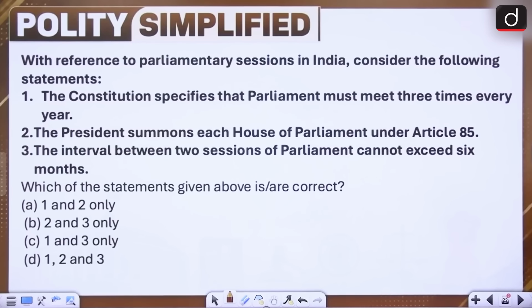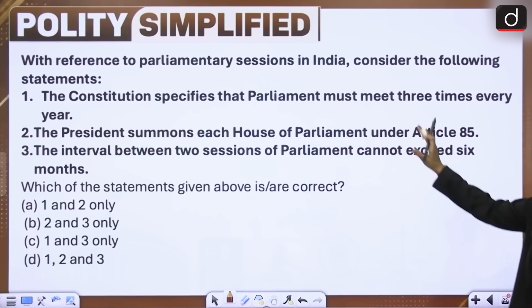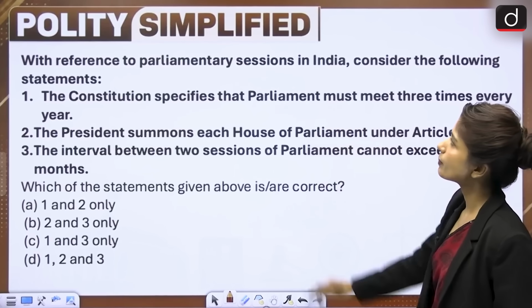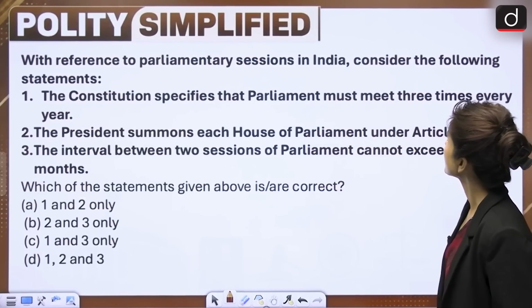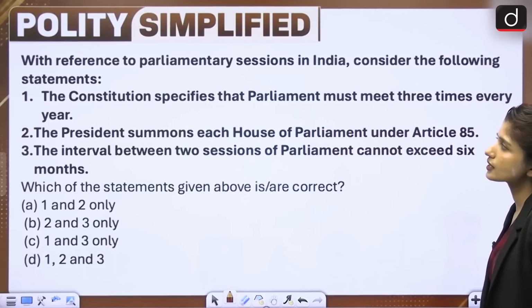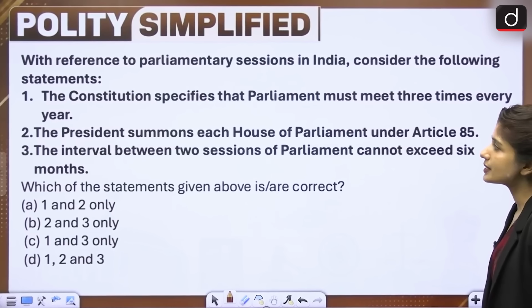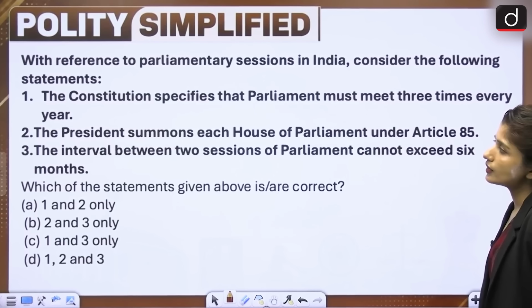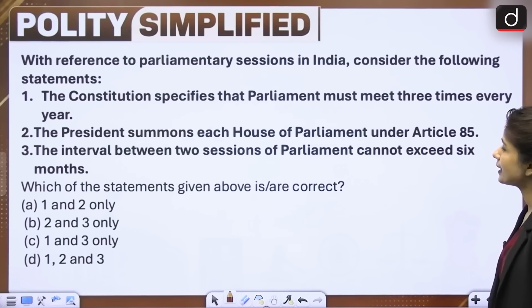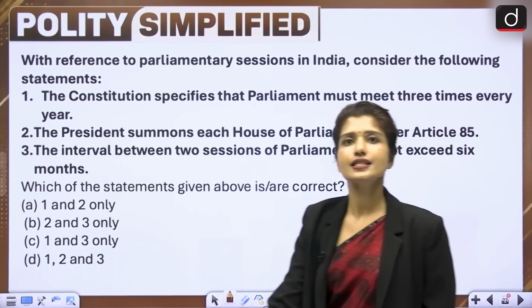Now we come to the end of our session, and this is the question for you. With reference to parliamentary sessions in India, consider the following statements. First, the Constitution specifies that Parliament must meet 3 times every year. Second, the President summons each house of the Parliament under Article 85. Third, the interval between 2 sessions of the Parliament cannot exceed 6 months. You have to tell me which of these is correct.